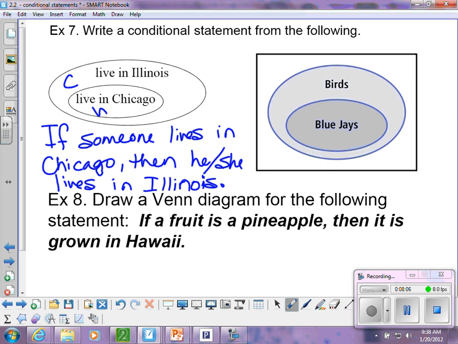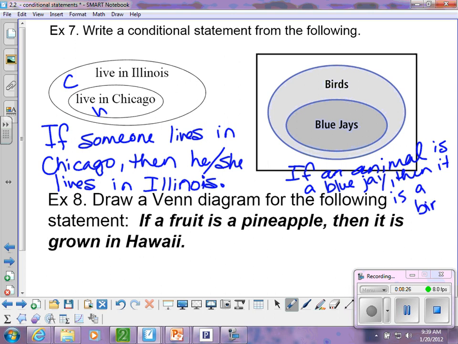What did you put? Did you put something? Did you put an animal? This time you could. Yeah. If an animal is a blue jay, then it is a bird. Now, did somebody say they put bird? Yeah. Why can't you do that? Because it's the conclusion. Therefore, you can't identify it that way, right?